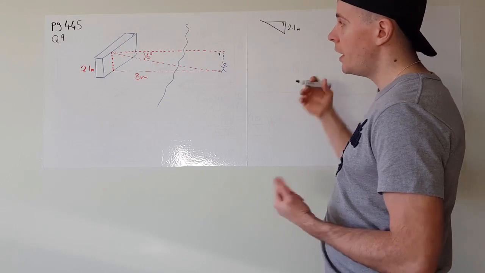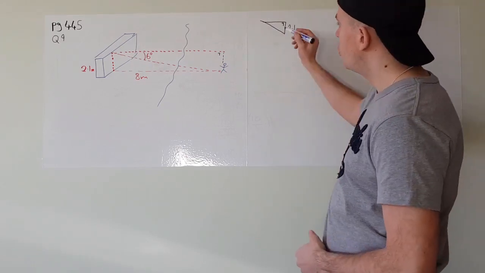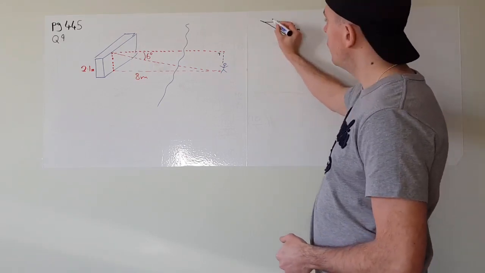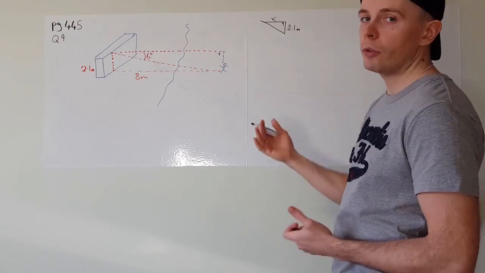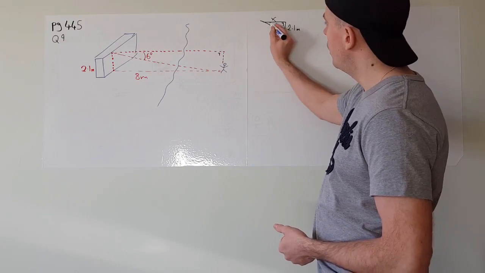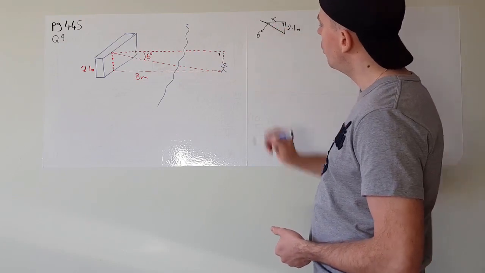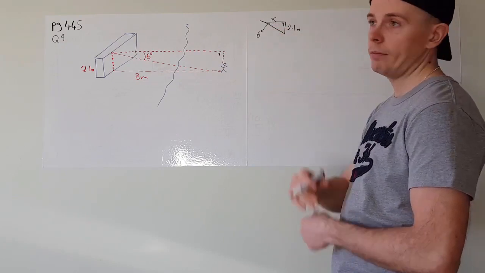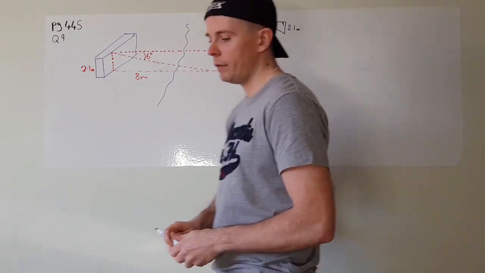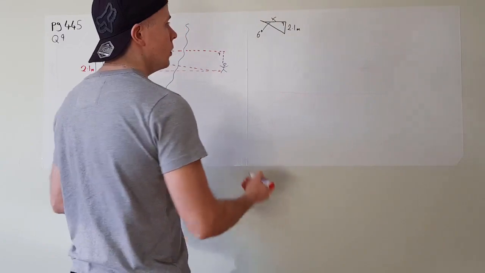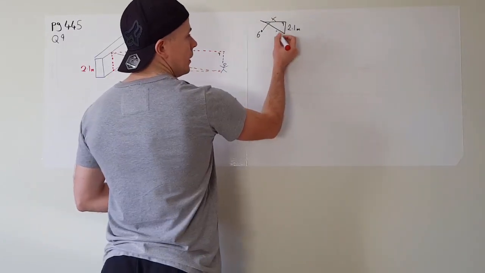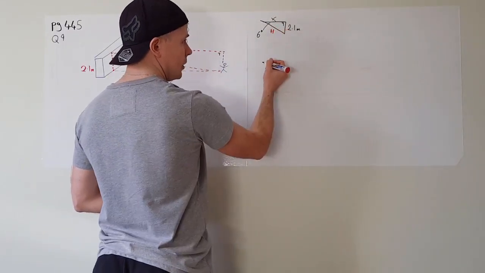Do I know any other length? No. What length do I want to find? This top one here, x. Do I know any other information? I do. I know the angle up here is 6 degrees. So, using what I have, can we work out that length x? We have the 90-degree angle, and this is our hypotenuse h.